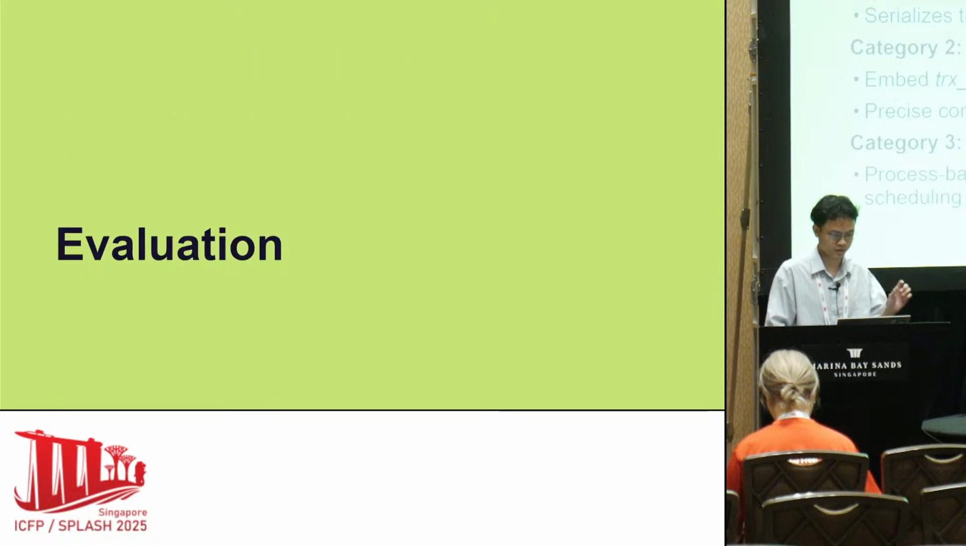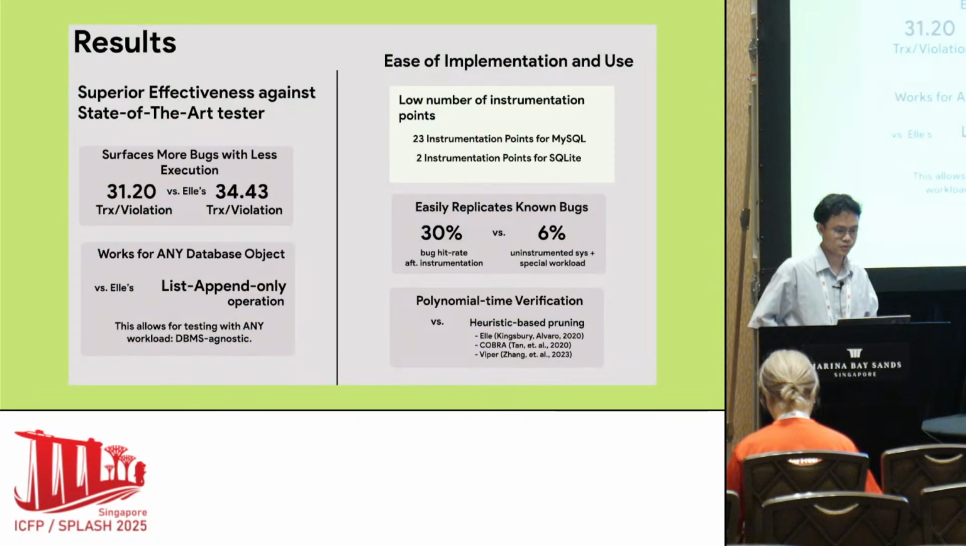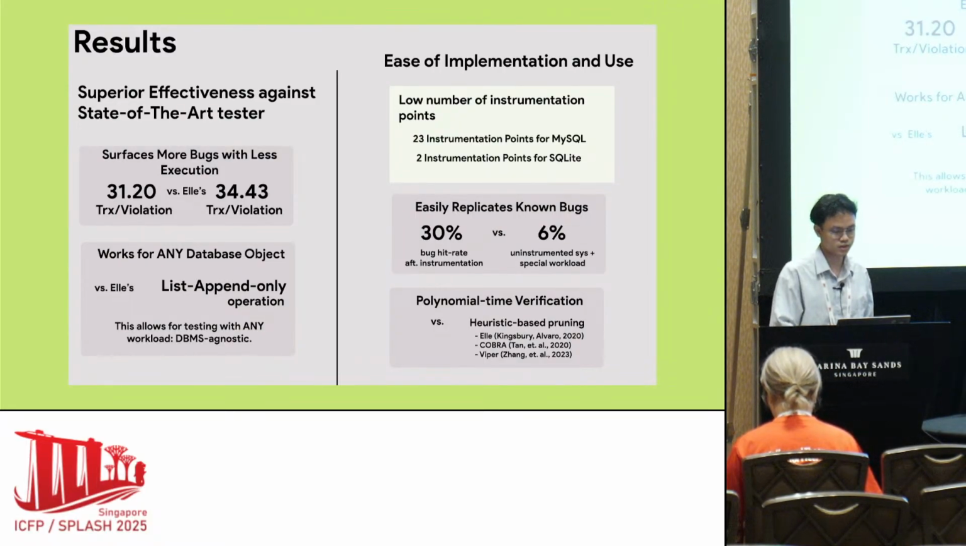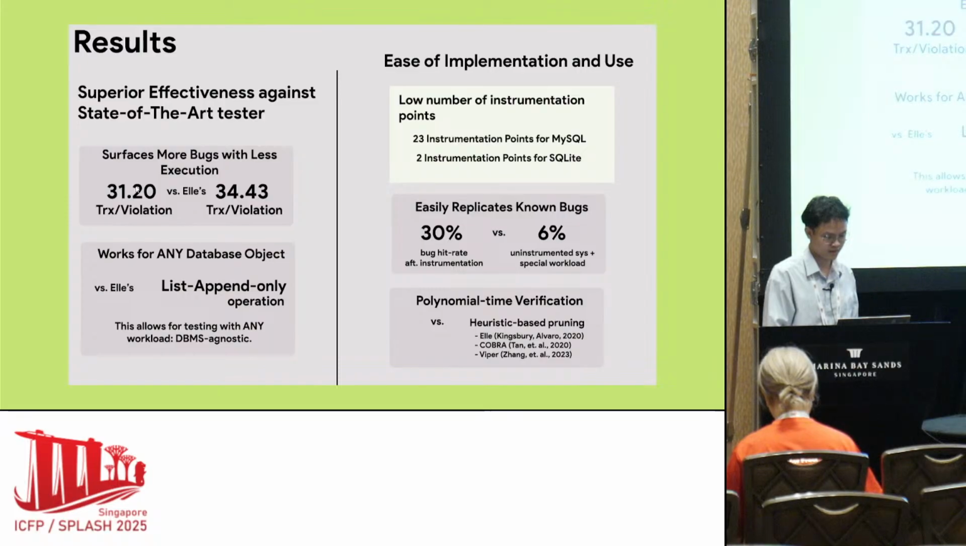I'll skip this one because of time. So going to the evaluation part, how effective is it against the state-of-the-art tester? We are barely coming close in terms of the number of transactions we need to surface a violation. If we compare to L, we are slightly lower: we need only 31.20 transactions on average compared to L's 34.43. The good news is that our result never gets higher than L's.